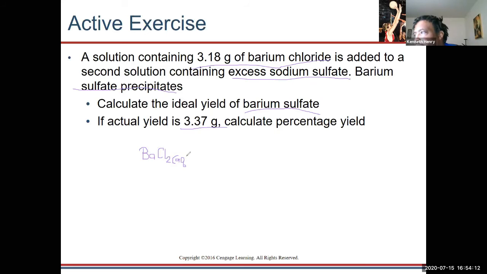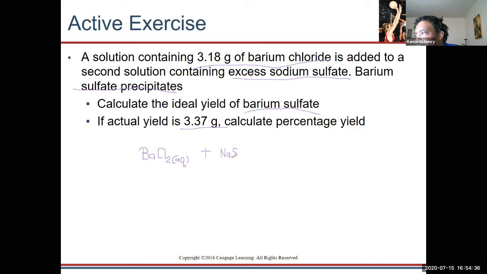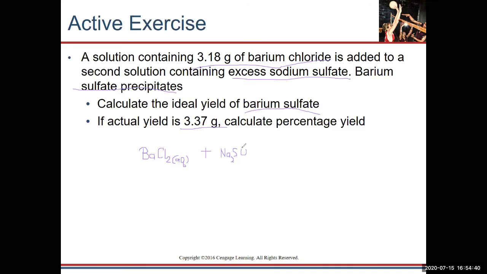And you said the other chemical was sodium sulfate. What does that look like? Na. Sulfate has a 2- charge, so you need two sodiums: Na2SO4. Hey, this is chapter 10, right? This is chapter 10, yes. Okay.